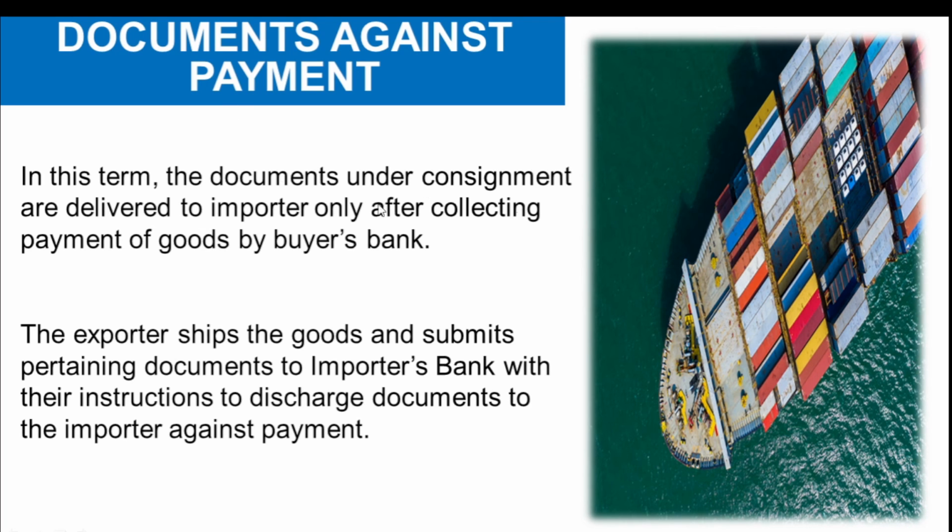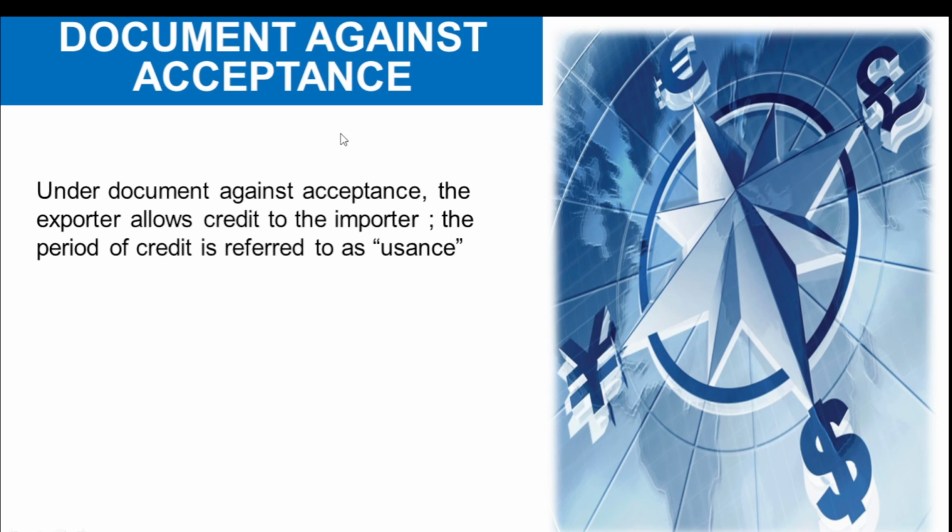In this term, the documents under consignment are delivered to the importer only after collecting payment of goods by buyer's bank. So, okay, after collecting the payment of goods, the consignment documents are delivered to the importer. Once the importer has made the payment, then only the buyer's bank will be giving the documents. Before that, the buyer's bank is instructed to not release the document to the importer. The exporter ships the goods and submits pertaining documents to the importer's bank with the instruction to discharge documents to the importer against payment. But what is happening in document against acceptance?